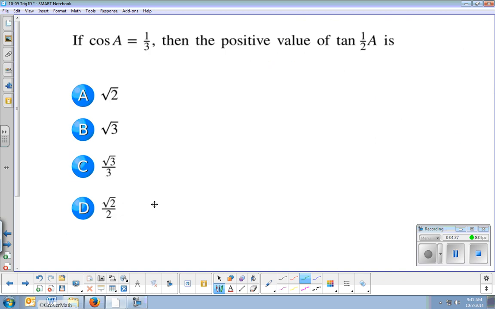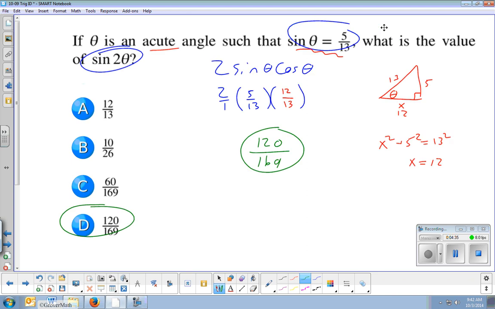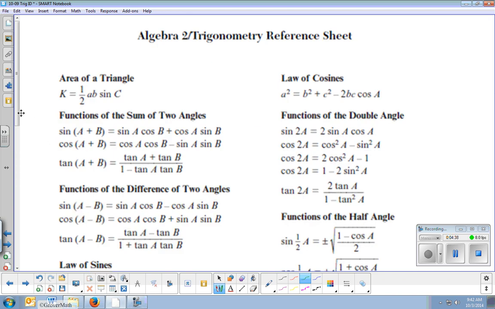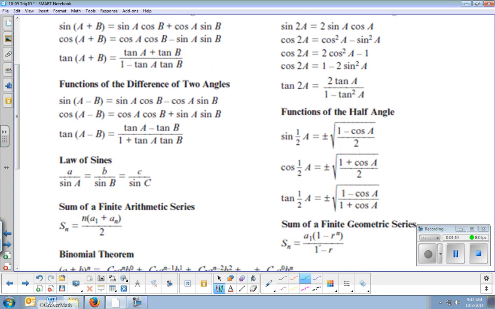All right, so the next problem says cosine A is 1/3. They want tangent half A. You have to recognize when they give you a double A or half A and so on, the reference sheet is where you need to go. So, tangent half. This is tangent half. And let me take a picture of this and move it over so I don't need to memorize it.